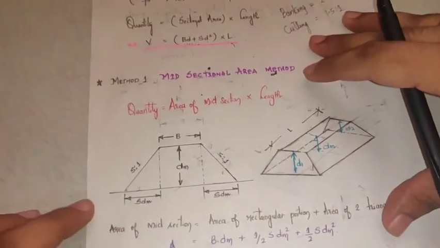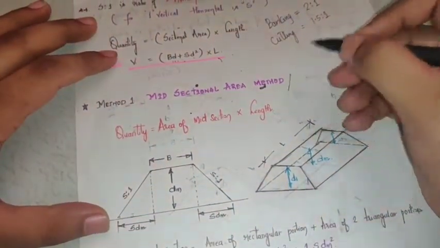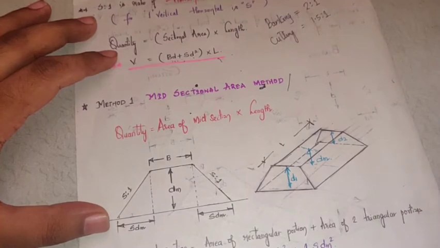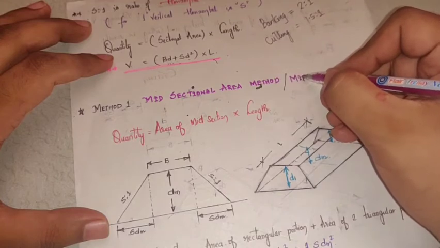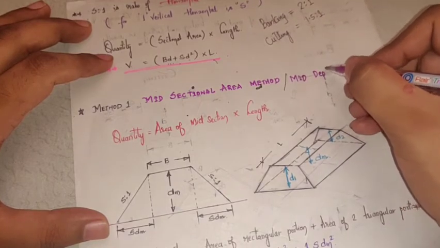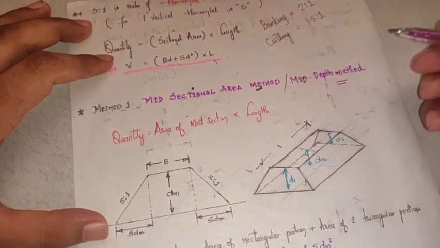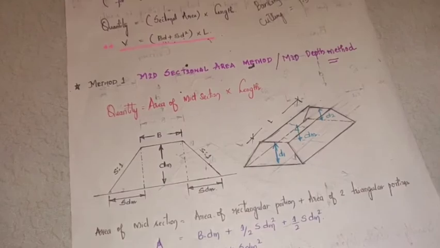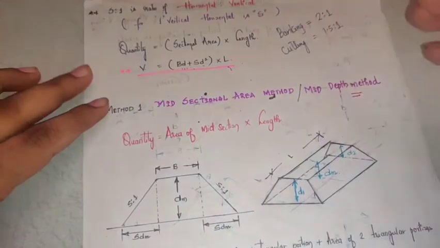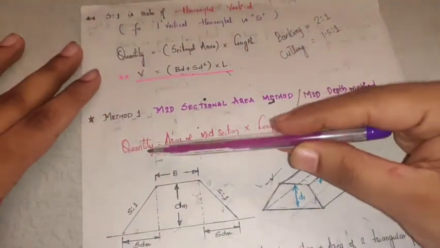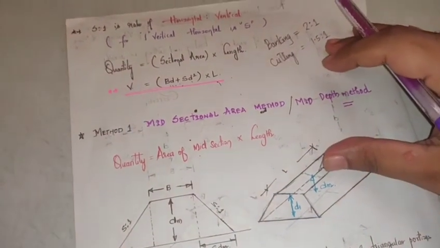So the first method that I'll discuss now is called the mid-sectional area method, or it is also called the mid-depth method. So again, the principle is simple here. Quantity is equal to what? Area of the mid-section into length. Now what is the area of the mid-section?